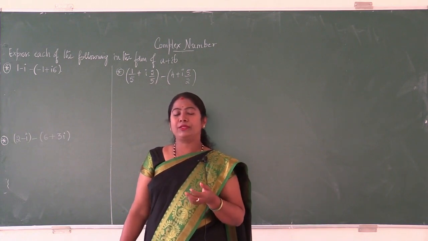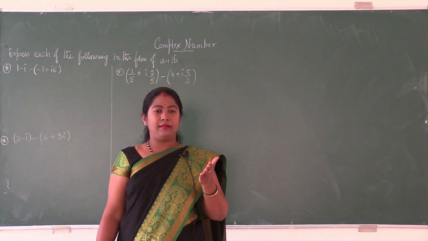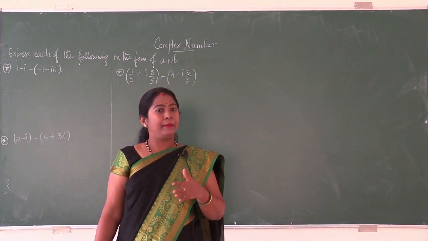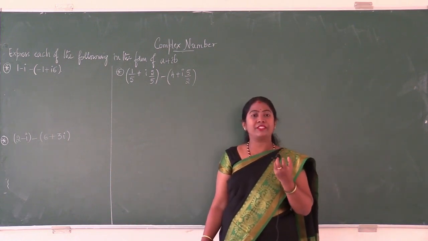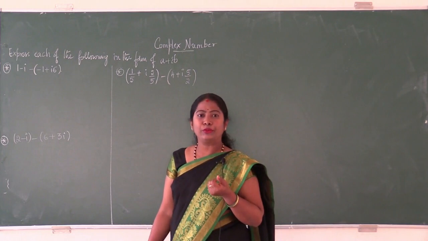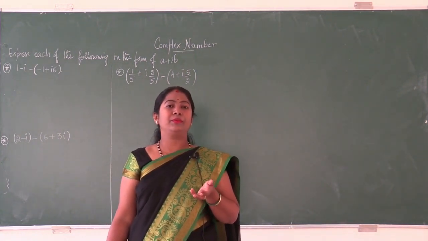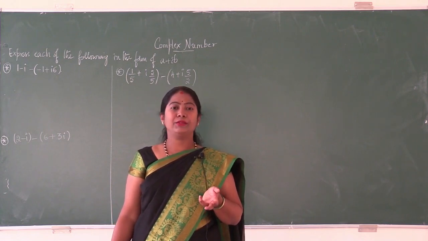Next, we discussed the algebra of operations of complex numbers, that is addition, subtraction, multiplication and division. Apart from that, we also discussed the powers of i, that is the powers of an imaginary number, where i is equal to root of minus 1, i square is equal to minus 1, i cube is equal to minus i, and so on.